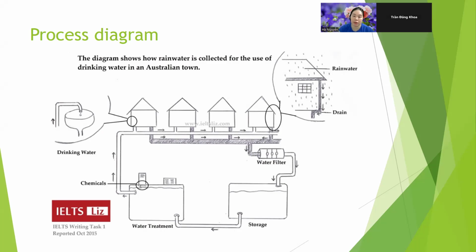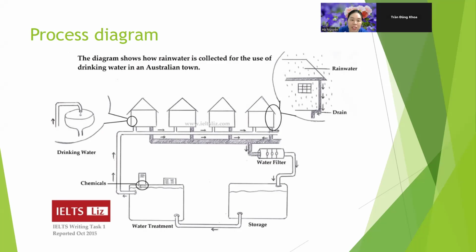Okay, so can you just have a look at this process diagram and tell me, if you were to write this report, where would you start? Well, we start from the top right picture, from the rainwater going down to the drain. Okay, and where would you end? When they are done making the drinking water. Good job. That's right. I agree with you there.